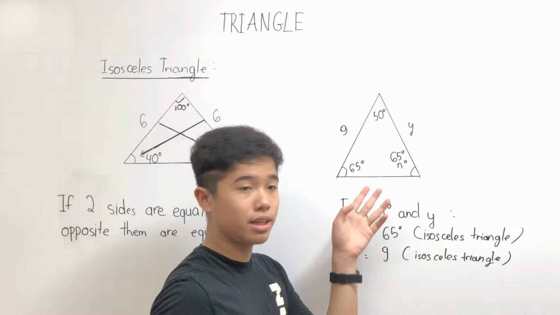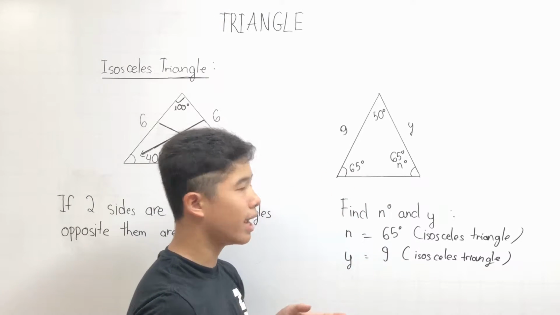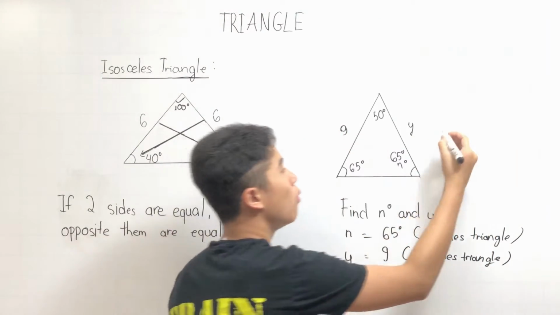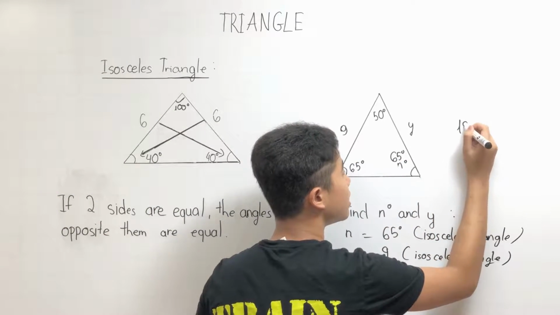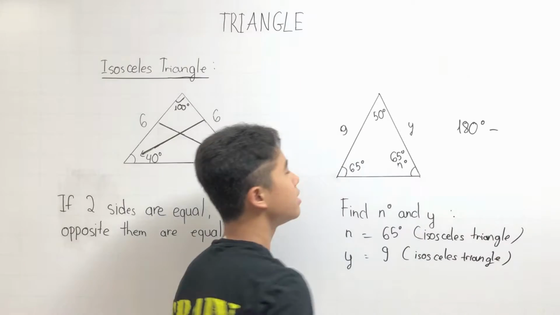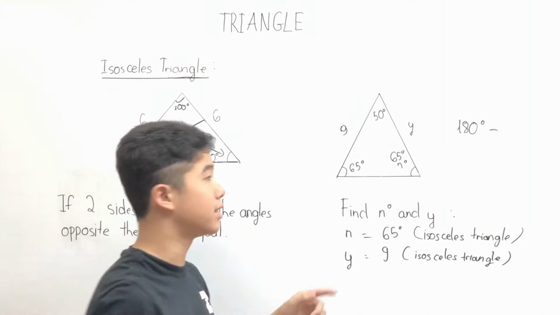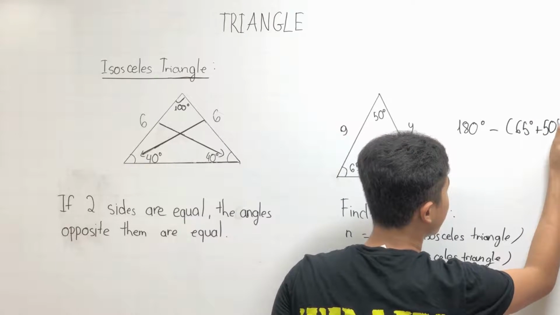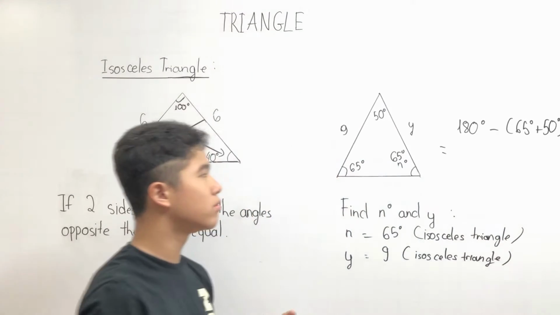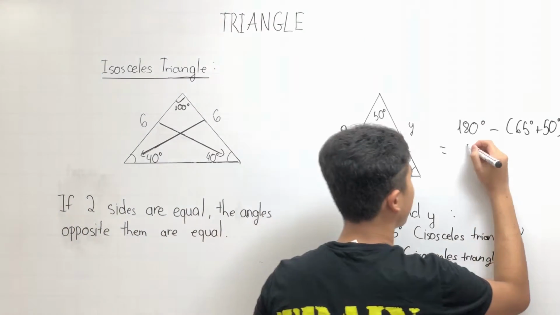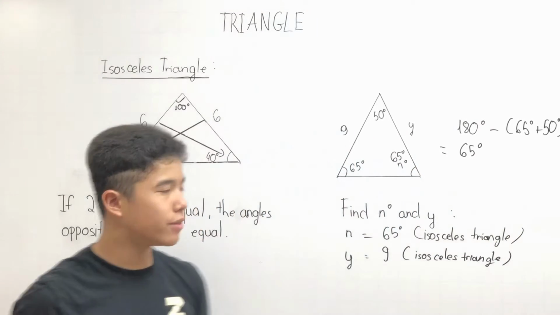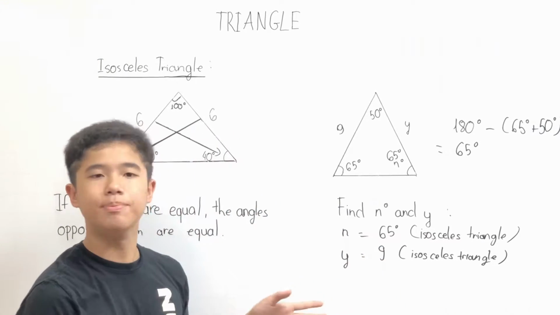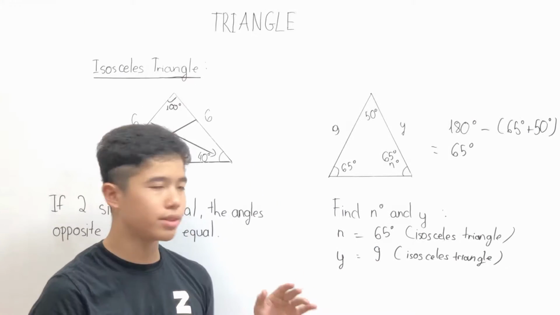All of the angles in a triangle must add up to 180. We don't know this angle yet, so if we want to calculate N, we must take 180 degrees minus 65 degrees plus 50 degrees. And the answer is also equal to 65. So both solutions give the same answer, but I prefer you to do it this way because it's much easier. Let's move on to the next one.